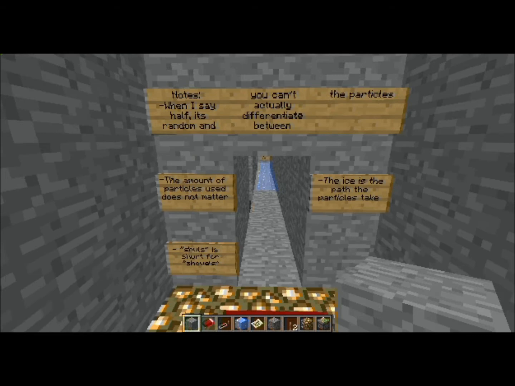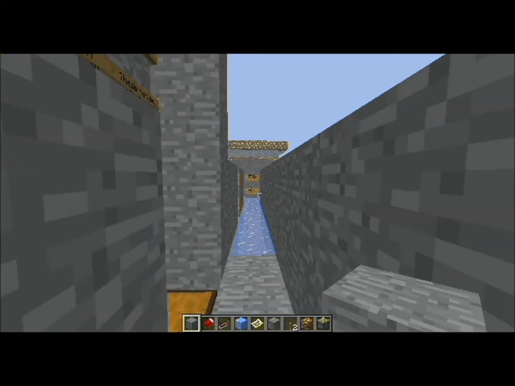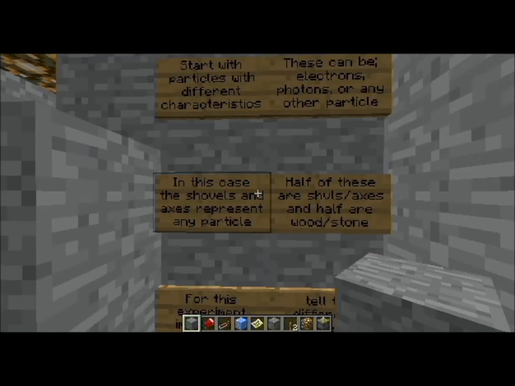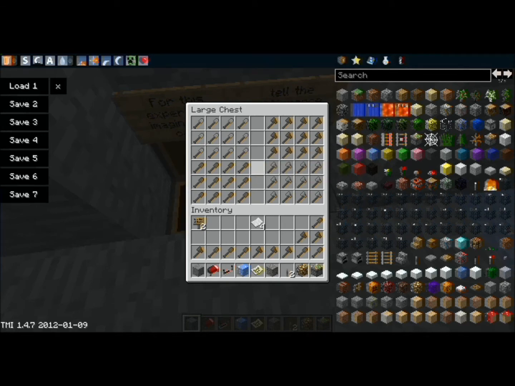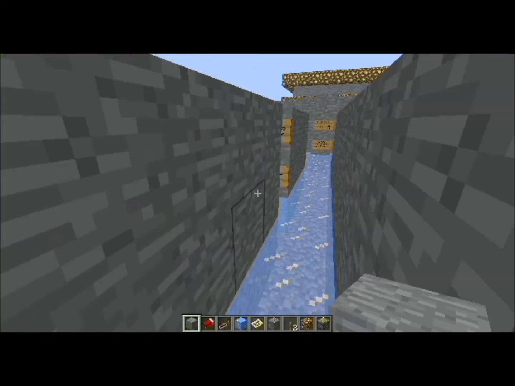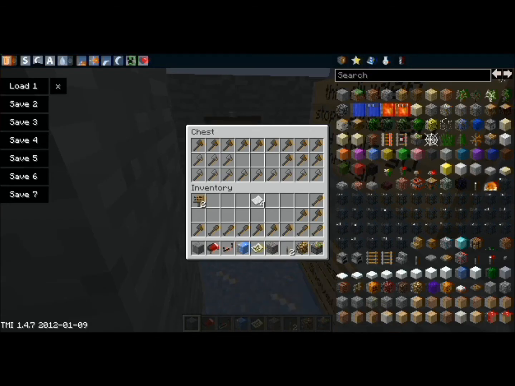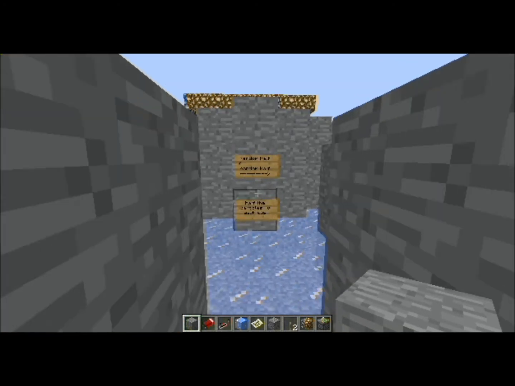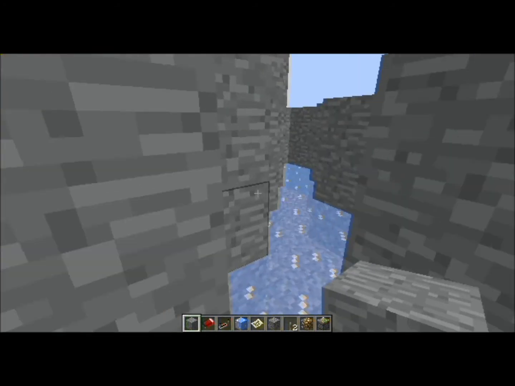Welcome back. Now, it's all the same. It's the same map, sort of, except for one important difference. You see, all this is the same, same signs, same chest right there. Now, as we go through this ice path, you can see the same divider gets rid of the axes, lets the shovels go right through. It's important that it's all the same at this point. However, this is where it gets different. Actually, not yet. You divide it in half.